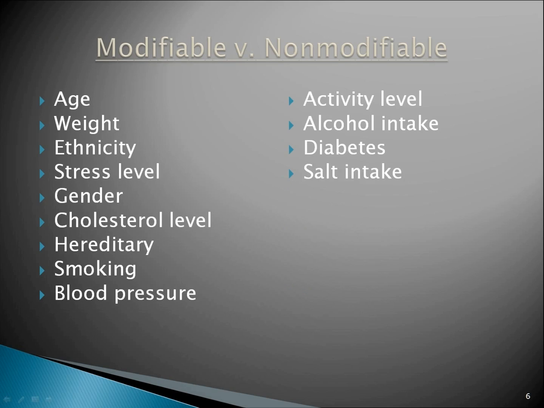Slide 6. Risk factors. We cannot change our age, ethnicity, gender, or heritage. These are non-modifiable risk factors. Modifiable risk factors are those which we can change. We can stop smoking. We can lose weight. We can decrease stress or decrease our blood pressure through better management of our stress and diet and exercise.